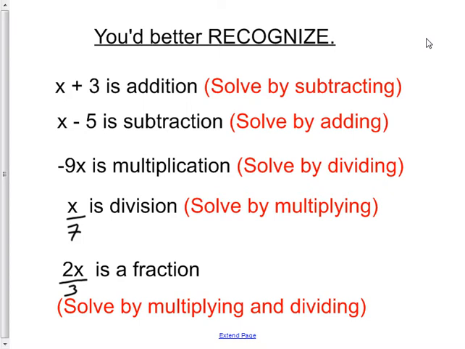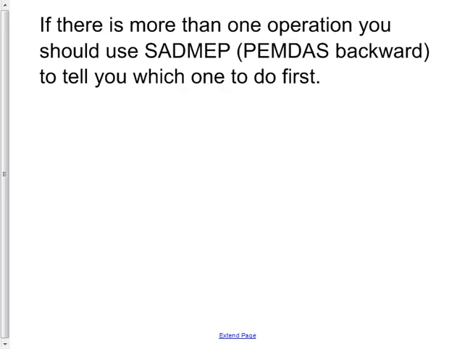Same thing with x minus 5. That's a subtraction problem, which means that you need to solve that by adding. The negative 9x is multiplication. Okay, even though the negative's out front, it doesn't necessarily matter. I still need to solve that by dividing. x divided by 7, or x over 7, that's a division problem, and I need to solve that by multiplying. And 2x over 3 is a fraction, and so I want to solve that by multiplying and by dividing. Okay, and we'll take a look at all those different examples as we continue going along.